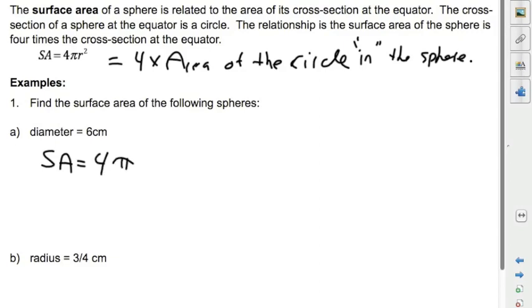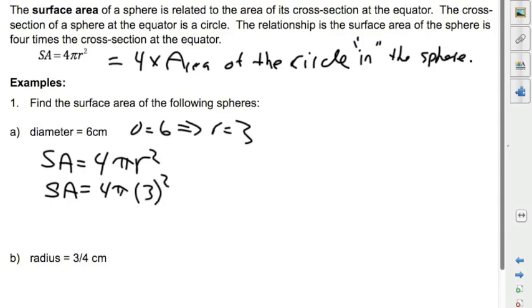So what's our r value in this case? Right, diameter is 6. So that implies that the radius is 3. So 4 pi 3 squared. So that's equal to 9 times 4, 36 pi. 36 times pi is 113.10.